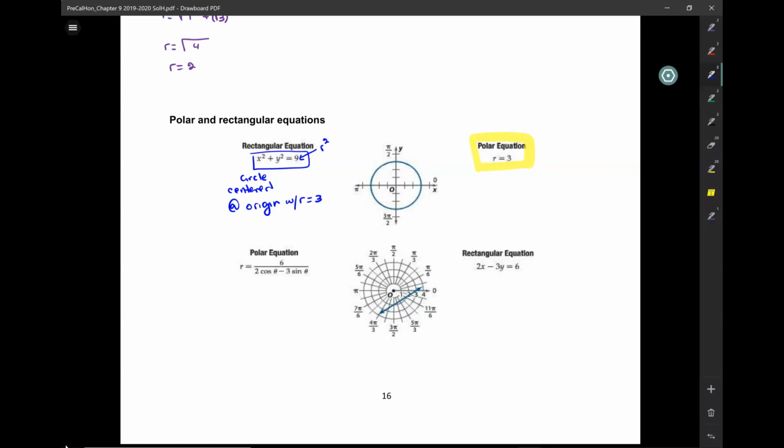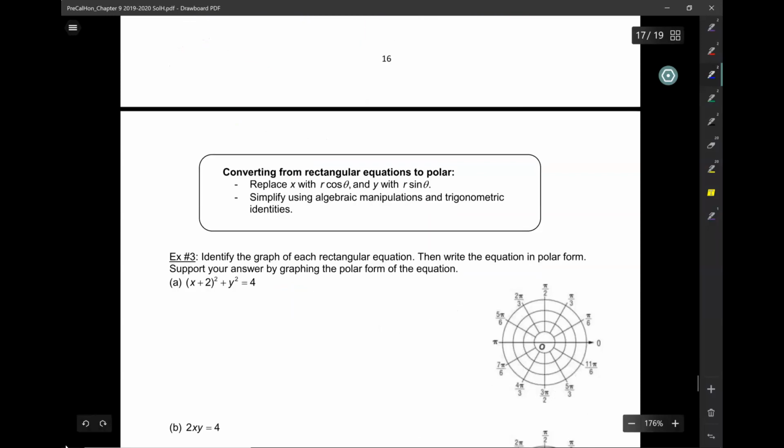And then another one here, you have a rectangular equation, right? Look at this. That's just a regular old line, right? It's just y equals mx plus b. That's the equation for it. But now look at the polar equation, right? 6 over 2 cosine theta, and so on and so forth. So just to see that they do have completely different forms, right? And that's okay. So don't let that make you think that you're doing anything wrong.